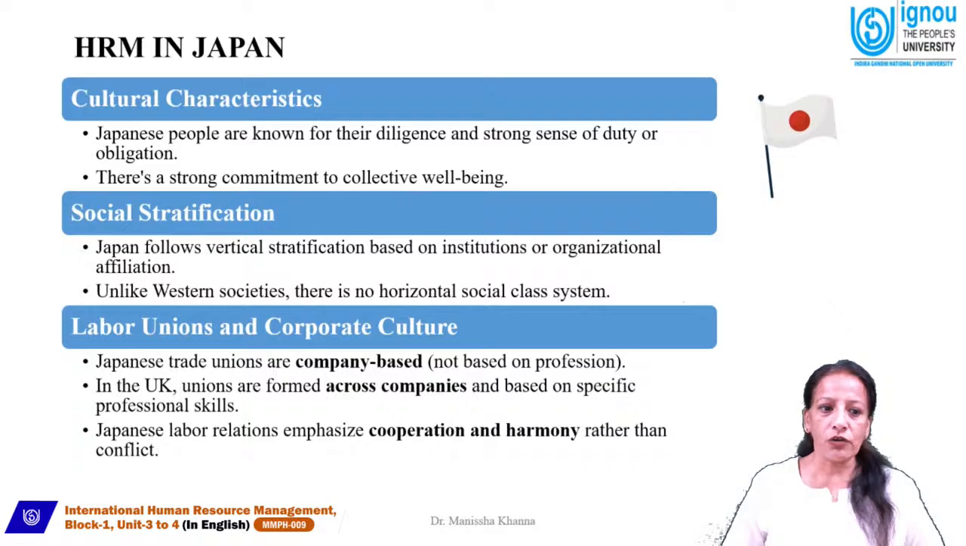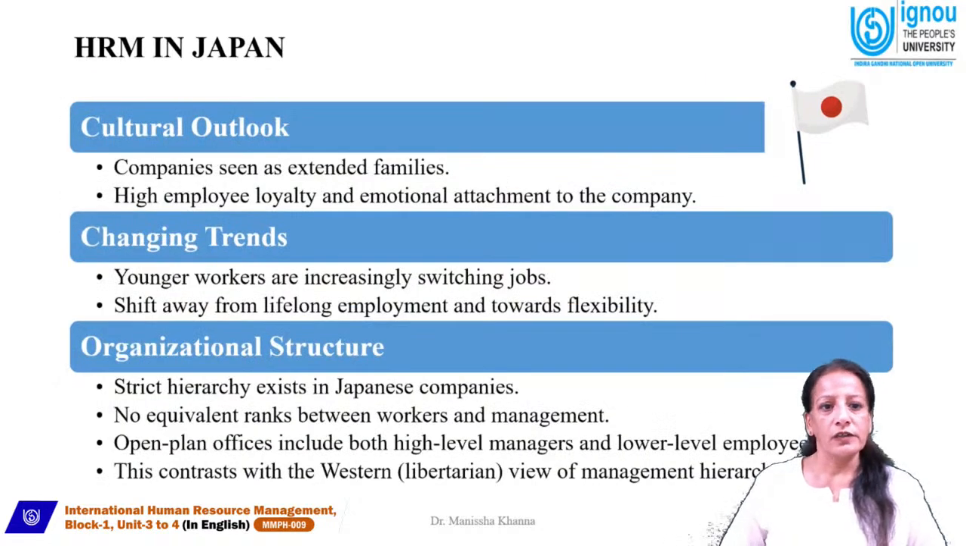The labor union in the corporate culture is company-based, not based on the profession. Whereas in the UK, unions are formed across companies, Japanese labor relations emphasize cooperation and harmony rather than conflict. The cultural outlook is more towards extended families, as seen at the organizational level also. Employee loyalty and emotional attachment to the company are very high.